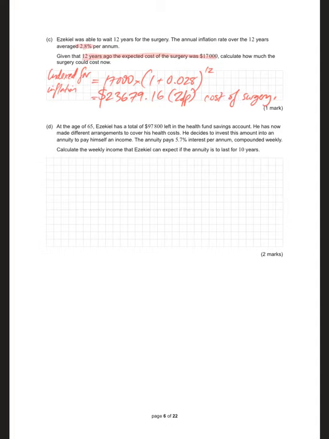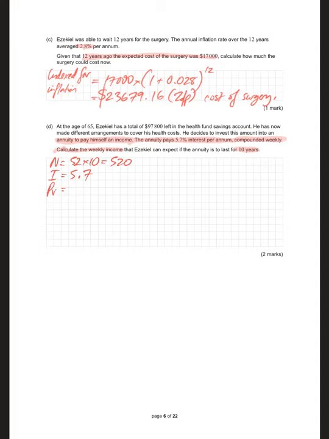All right. At the age of 65, he's got a total of $97,800 left in the savings account. He's got different arrangements. He puts it into annuity to pay himself an income. Annuity pays compounding weekly. Calculate the weekly income. So he's finding PMT to last 10 years. So it's weekly for 10. So N is going to be 52 weeks in a year for 10 years, 520. The interest rate of this annuity is 5.7%.